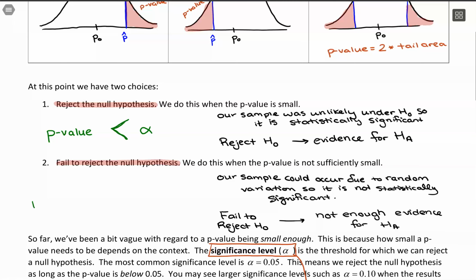And then failing to reject the null hypothesis will come from when we look at that p-value and compare it to the significance level, which is typically going to be 0.05 nearly every time. That's when the p-value is not small, so when it's larger than or equal to that significance level, then we would fail to reject the null.